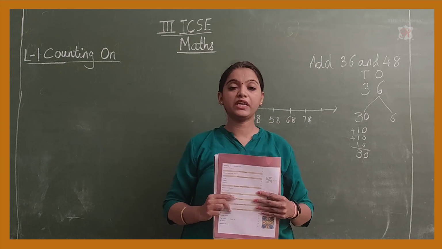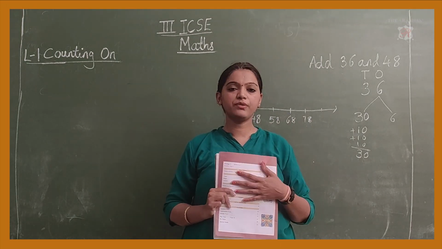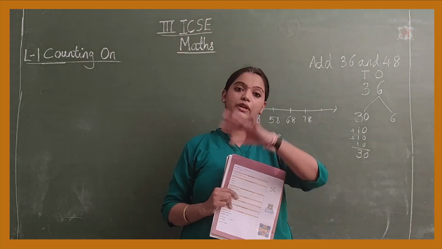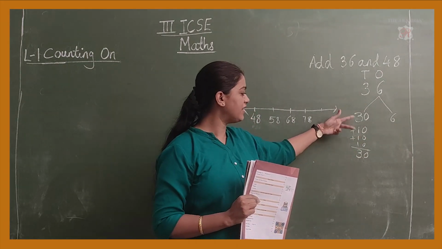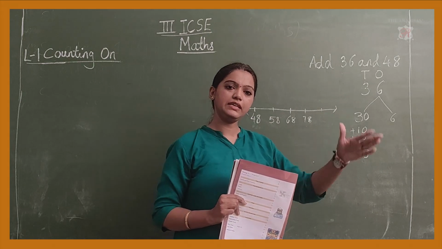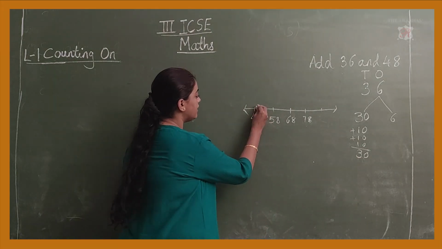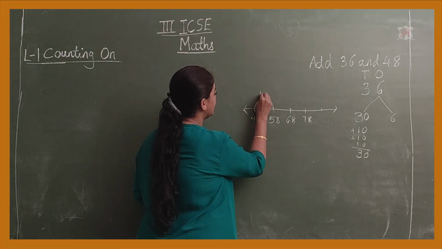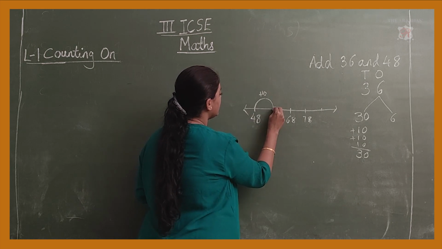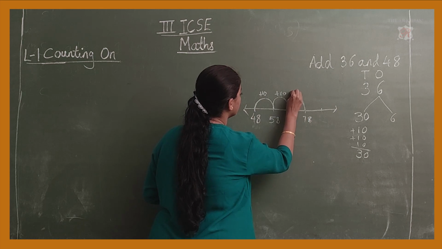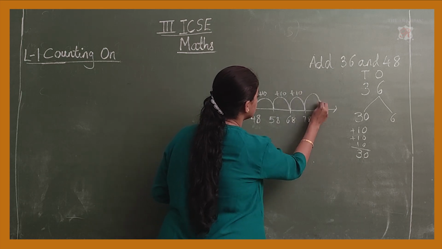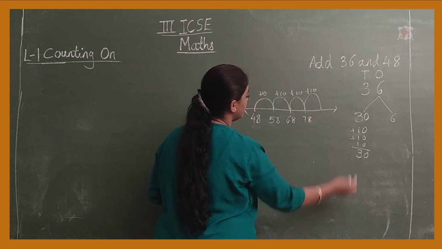So to make it easier. Now you are children in class 3, so you can't directly calculate two big two-digit numbers. Again this 30 we have split into tens, tens and tens. So from 48 when you take a jump, that is, add 10. Again you have to add 10. Again add 10 till you get 30.